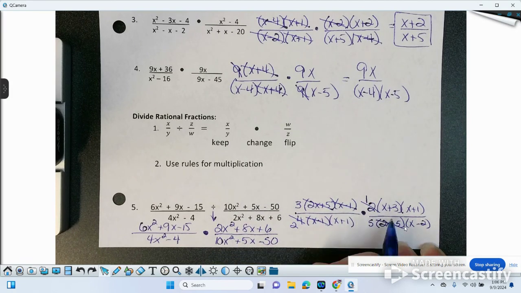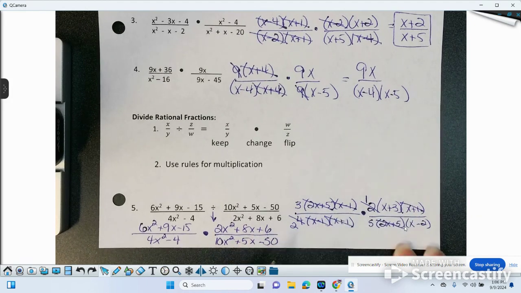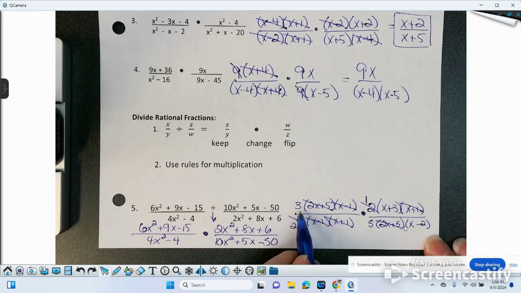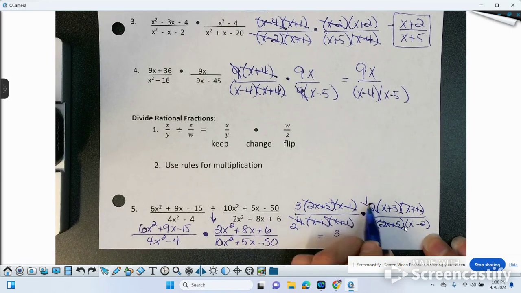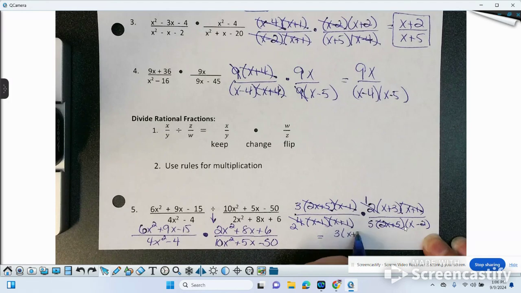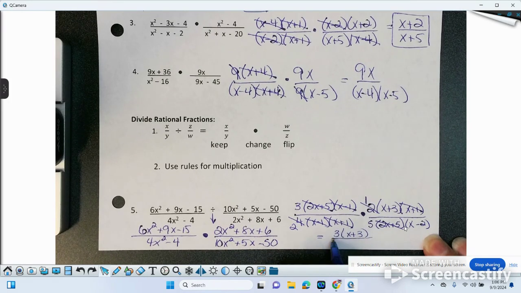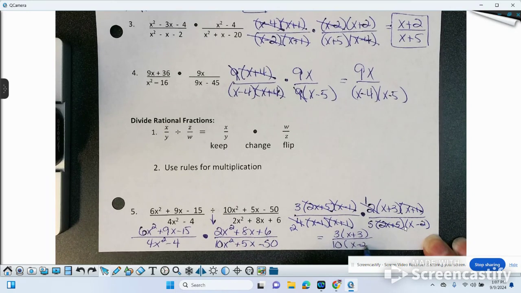I am left with an x plus 3, but the x plus 1s cancel. So reading across the top, I'm left with a 3, gone, gone, gone, x plus, notice I'm multiplying, so it's 3 times x plus 3. And then on the bottom, I have this 2 times that 5, which makes it a 10, and then an x minus 2.